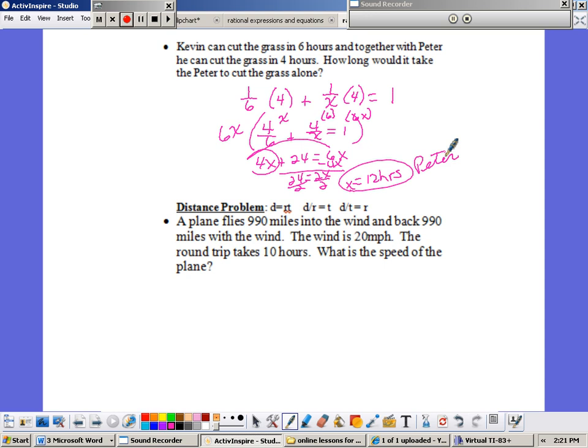A plane flies 990 miles into the wind and back 990 miles with the wind. The wind is 20 miles per hour. The round trip takes 10 hours. What is the speed of the plane? So we have two trips. Together they take 10 hours.